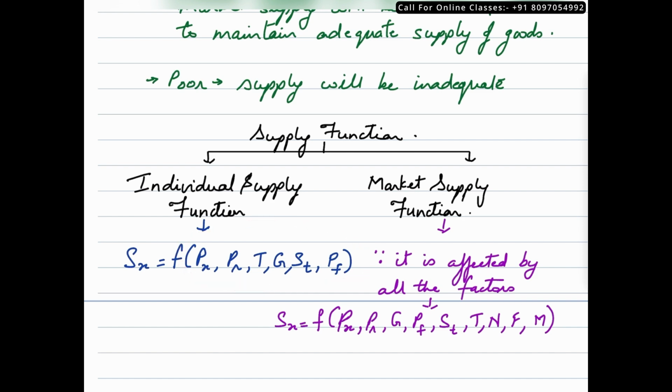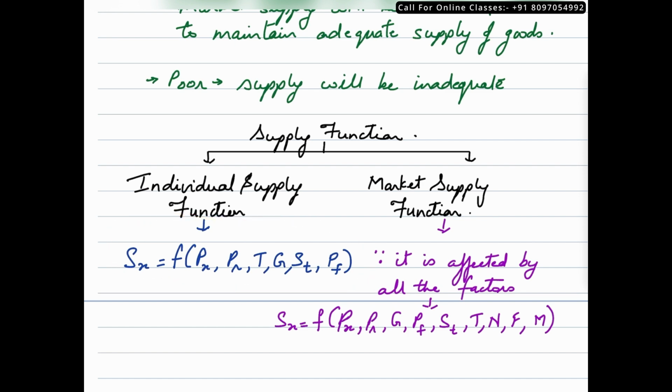So these are the same factors we studied in the previous video. Those who have missed the video, please check out the video in the I button. So supply of commodity X is a function of, or is dependent on, price of the commodity, price of the related commodities, taxes, goals of the firms, the state of technology, and prices of the factors of production. So that makes it the individual supply function.